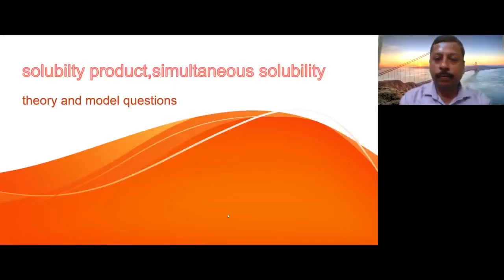Okay, students, today we are going to start with the topic solubility product. Solubility product is very important and most frequently asked in the examination. But due to lack of practice and lack of clear concepts, people are not able to understand. So, in this class, it is A to Z of the solubility product.